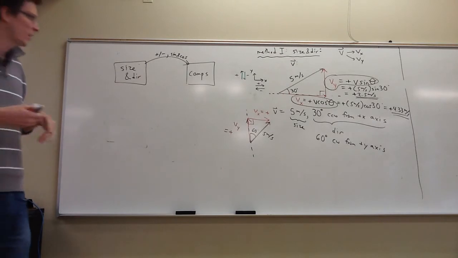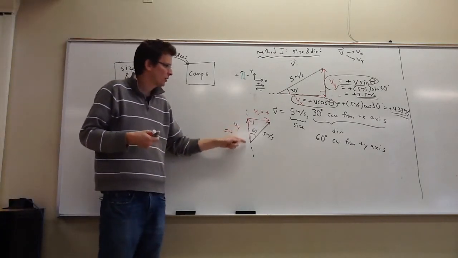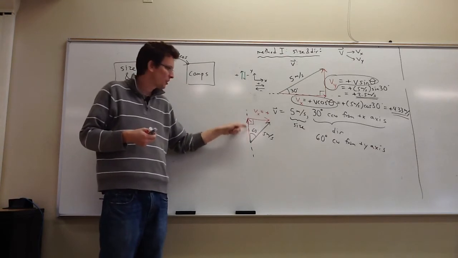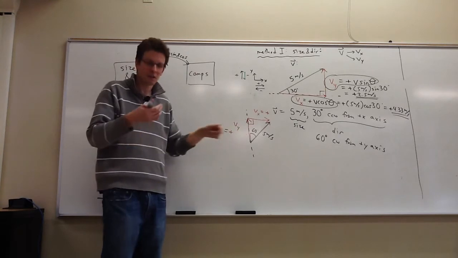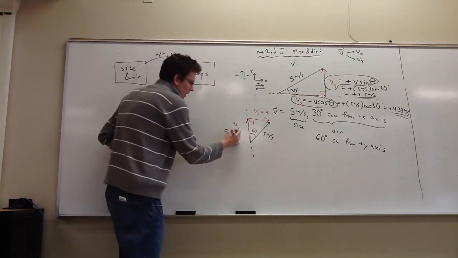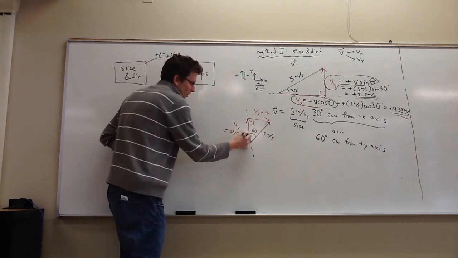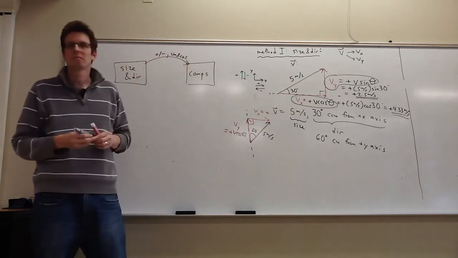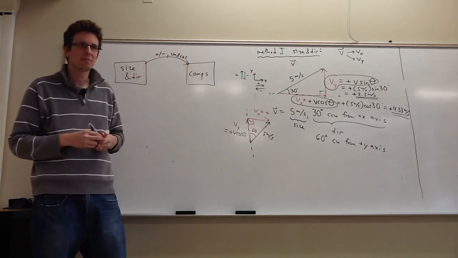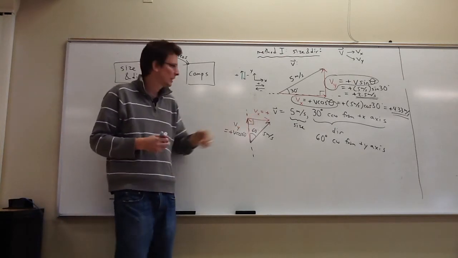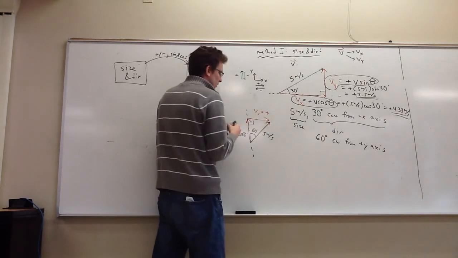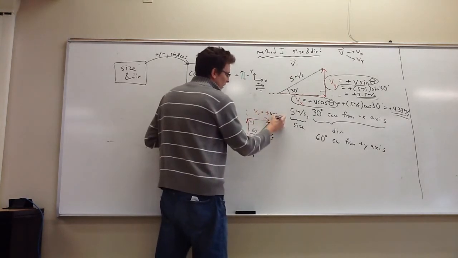Just as a word of warning, though, which side of the triangle is this? Is this the adjacent side or the opposite side? Adjacent. Adjacent gets cosine or sine? Gets cosine. So this is going to be v times cosine of 60. All right. This is now the opposite side, so that's going to get sine, right? The sine of 60.